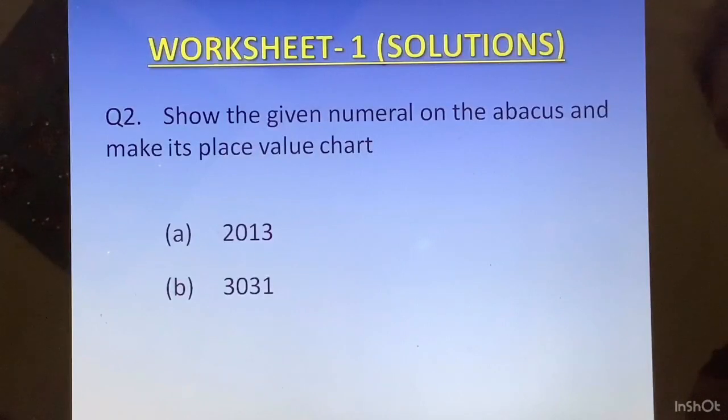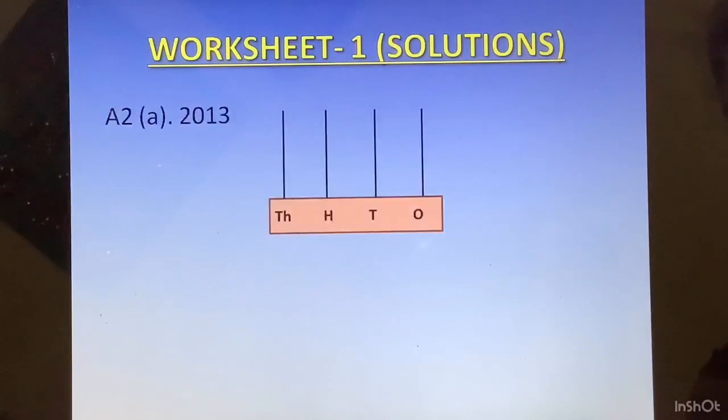Question number 2. Show the given numerals on the abacus and make its place value chart. Here is the abacus and the number is 2013. We will start with 3. We will put 3 beads in the 1 spike. Then 1 bead in the 10 spike. Now hundreds has 0 there, so we will not put any bead in the 100 spike. We will go to the 1000 spike. There we will put 2 beads.